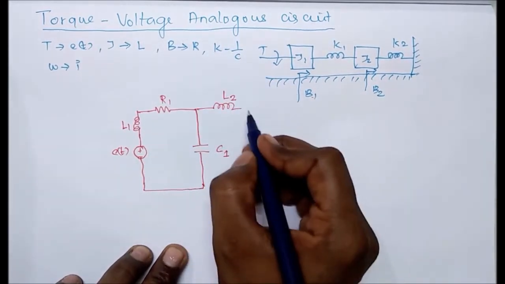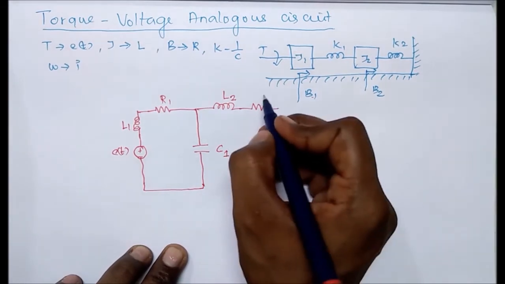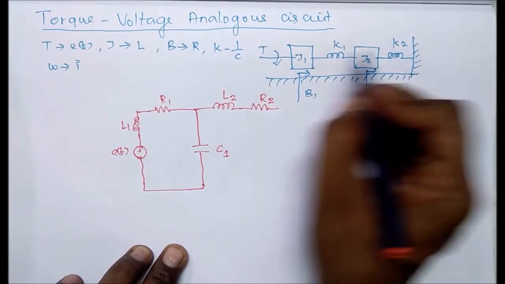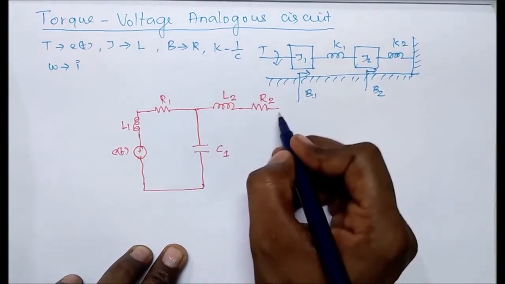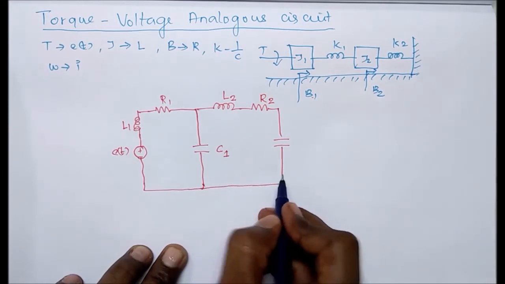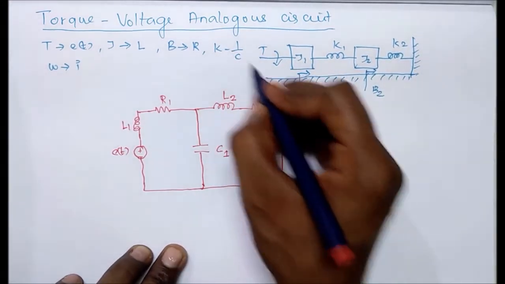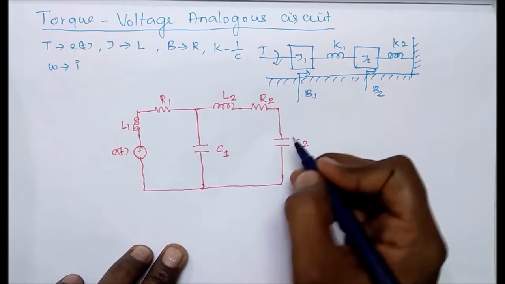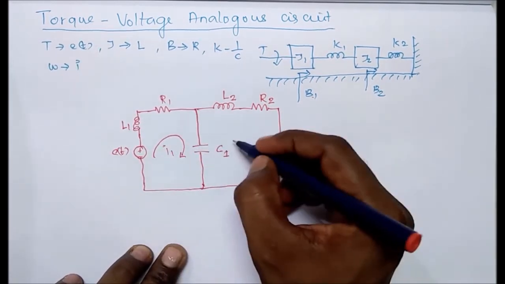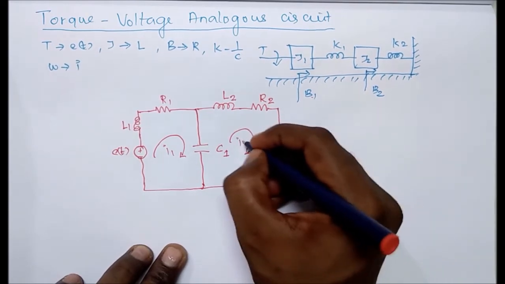Next for B2 the equivalent is a resistor. So we can use resistance, therefore here R2 for B2. For K2 we know C, therefore instead of 1 by C we have to use C in the electrical circuit. So here for K2 we have to use C2. So now there are two loops. The current through this loop is I1, the current through the second loop is I2.